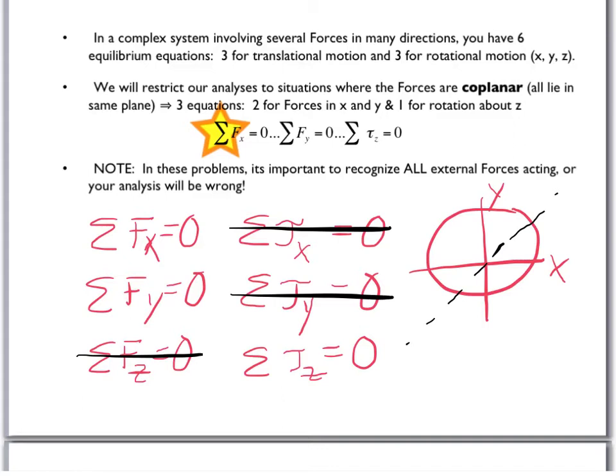Make sure that you recognize that in these problems, it's important to find all of the external forces acting. If you don't recognize all of those forces, your analysis will be wrong because you will be missing some of those pieces. So just like in force problems where you spend maybe the majority of your time or a good chunk of the beginning of your time in solving a problem looking for those forces and identifying what's there, you're going to do the same kind of thing in these problems here.